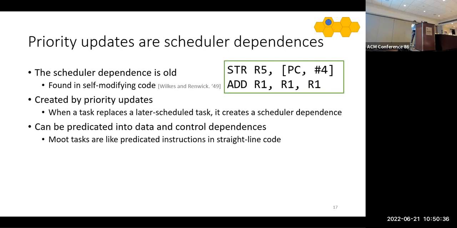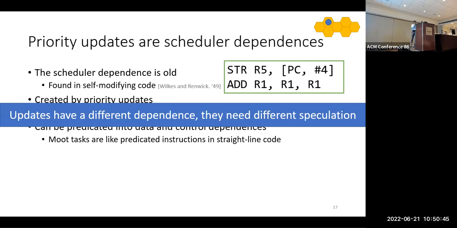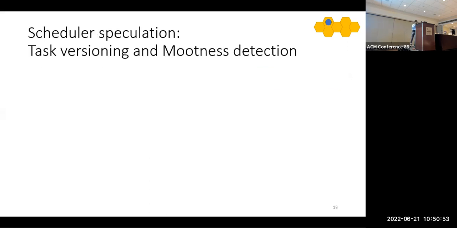While we can predicate scheduler dependencies into data and control, doing so leaves moot tasks in our queues, as we saw with Swarm. Hive recognizes and speculates on scheduler dependencies directly, allowing us to process them immediately. This uses a technique we call task versioning. Task versioning and mootness detection are to scheduler dependencies what data versioning and conflict detection are for data dependencies.